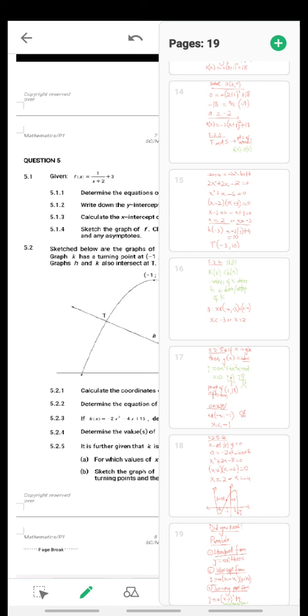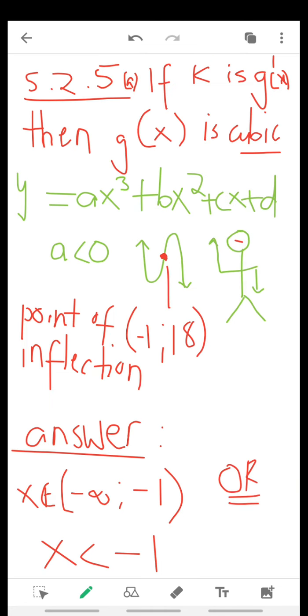Now let's look at that. I've written it down. I've said 5.2.5, if k is the derivative of g, then g of x is cubic. I've already said that. And cubic functions are given by this form of an equation, where if a is negative for a cubic function, then the cubic function looks like that. Like in our case, since our parabola is a set parabola, that makes our cubic function also have the value of a as negative.